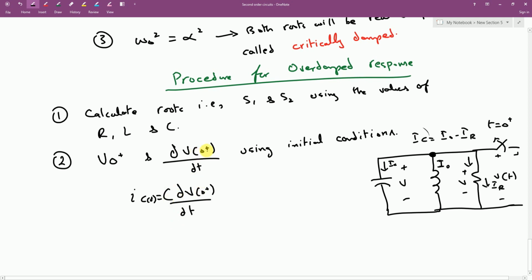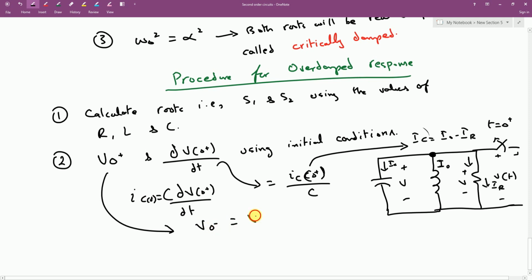So the value of dV(0+) over dt is equal to IC(0+) divided by the value of the capacitance C. Notice here that this capacitance C is known. This IC(0+) is calculated by using Kirchhoff's current law at this particular node, and therefore we get the value of dV(0+) over dt. What about this V(0+)? V(0+) is equal to V(0-), and that is equal to Vc before we turn on the switch at t equal to 0.